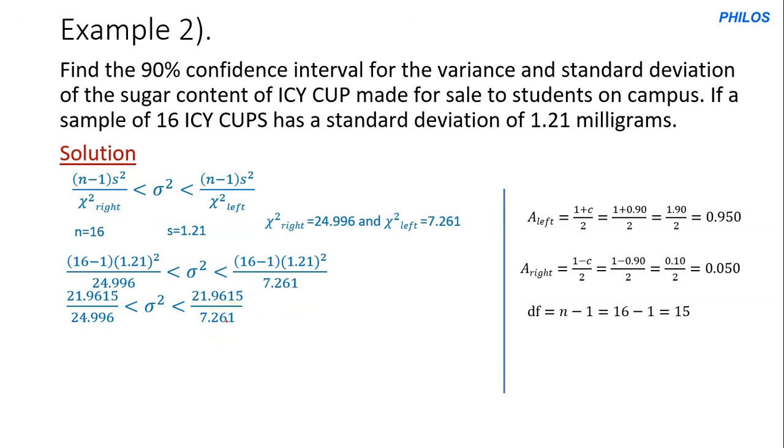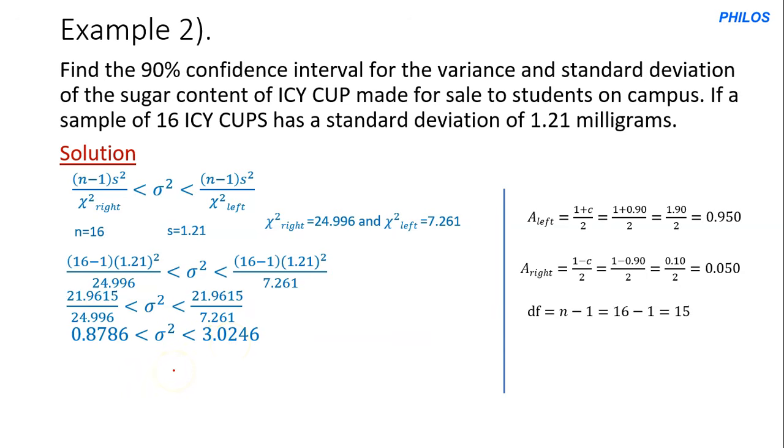21.9615 divided by 24.996 should give you 0.8786. And then the upper limit should give you 3.0246. So you can conclude that one can be 90% confident that the population variance is between 0.8786 and 3.0246. You can leave your answer in 2 decimal places. So this will be 0.88 and this will be 3.02.